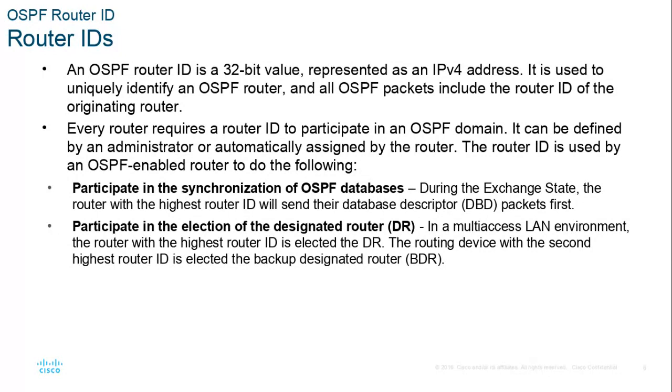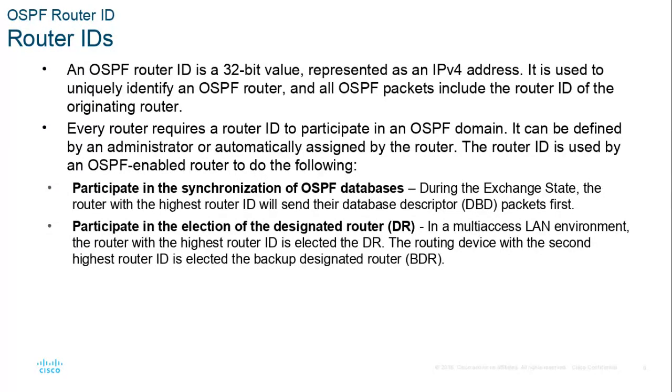Now, I can define it myself manually. If I don't bother to do so, the router will automatically assign it. And this is used so that the router can synchronize OSPF databases and determine who is going to be the designated router. Remember when we had spanning tree protocol, which bridge became the root bridge? Generally speaking, if you didn't change any other settings from default, the one with the lowest MAC address became the root bridge. Well, what if the switch that happened to have the lowest MAC address is a crummy $500 access layer switch, and you want your $50,000 core switch to be the root bridge? You have to go in there and put in the priority command and change that.